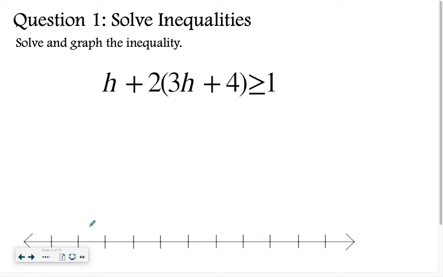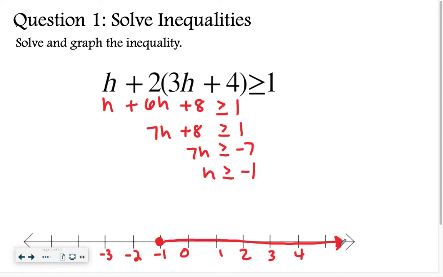Good luck. All right, for this problem, hopefully you ended up at h is greater than or equal to negative 1. And then your graph should match what I have at the bottom of the screen there, a closed or filled in circle at negative 1, and then the arrow pointing to the right towards the positive numbers.